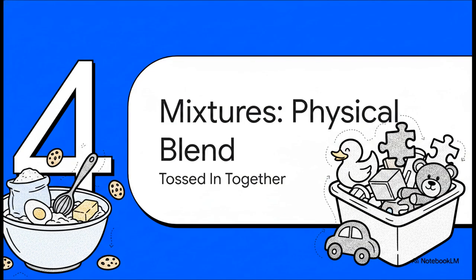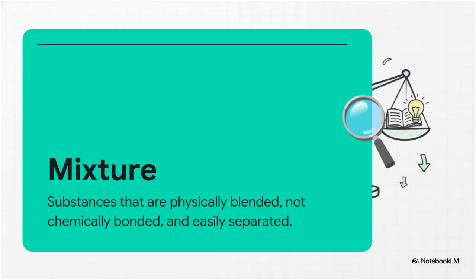Which brings us to Section 4, Mixtures, a physical blend. So mixtures happen when substances share the exact same space, but they absolutely refuse to chemically bond. Because they're only physically blended, and they lack those strong chemical bonds we just talked about, you can usually pull them apart using pretty simple physical steps. For instance, if you toss sand and salt together into a bucket, there's no chemical reaction. It's just a mix.